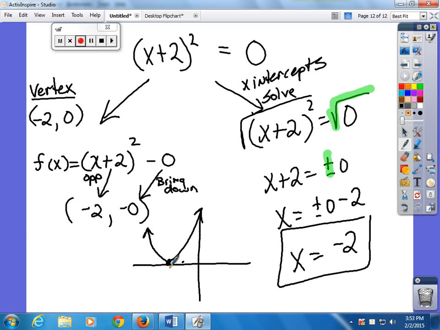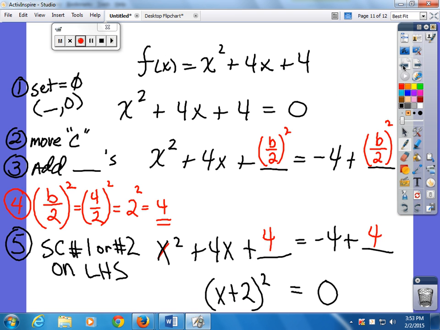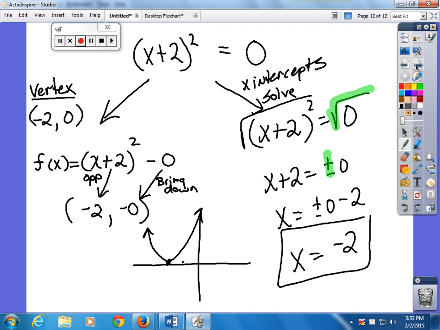Does that happen all the time? No, it does not. Your y-intercept, let's go back to the original problem. Your y-intercept is what? 4, Hubert. That's right, class. C. So C, there's positive 4.